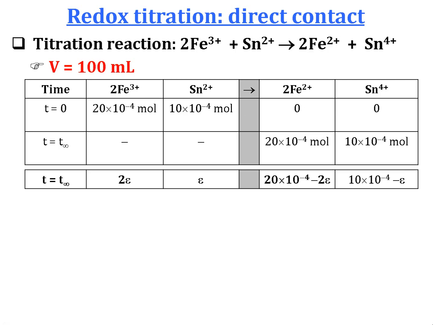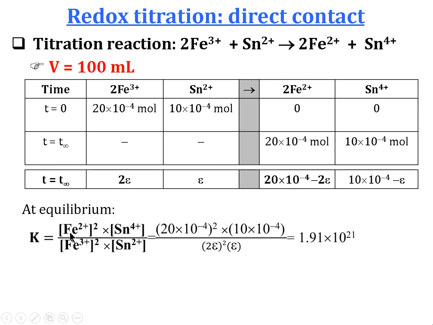We can apply Nernst equation on this couple and we should obtain the same answer. So now we have to calculate, in this case, epsilon. At equilibrium, K equals the concentration of the product divided by the reactant according to the stoichiometry. We can neglect epsilon with respect to 20 × 10^-4 and epsilon with respect to 10 × 10^-4, since the reaction in direction 2 is highly limited. And we calculate therefore the value of epsilon.